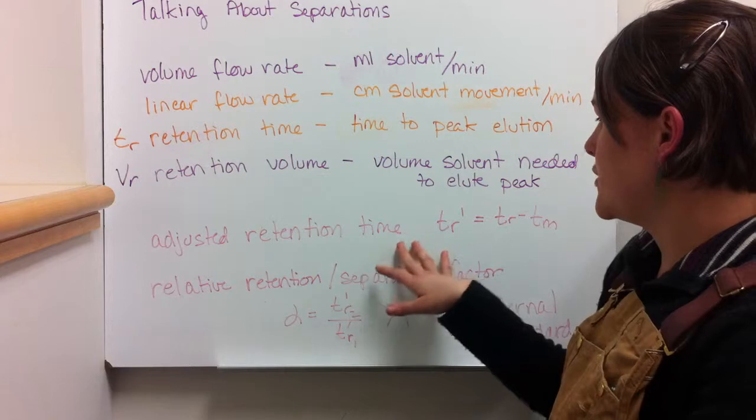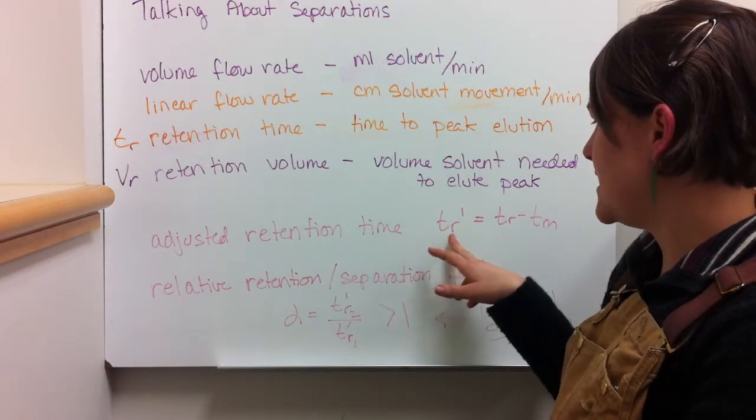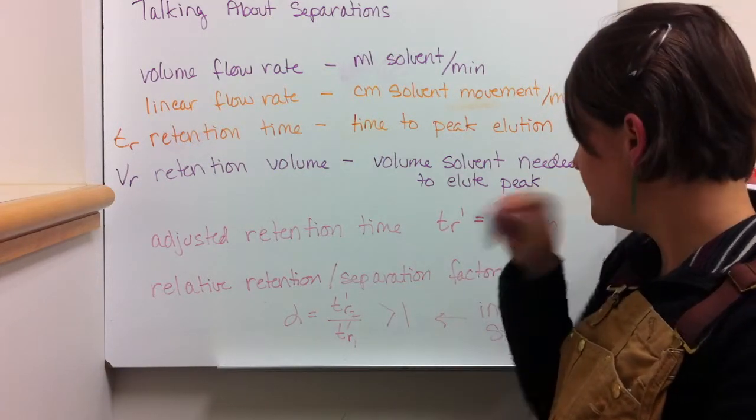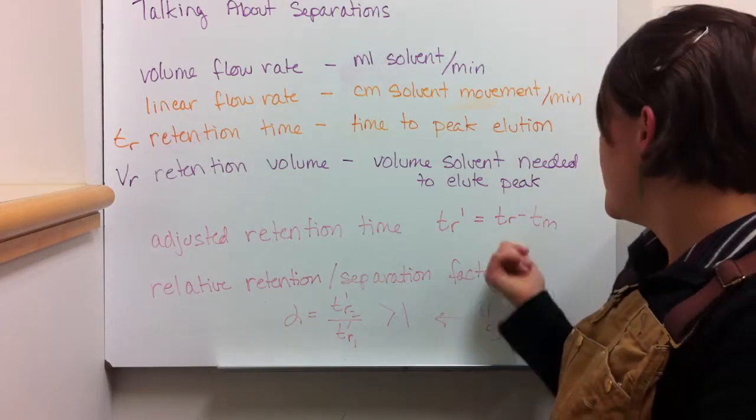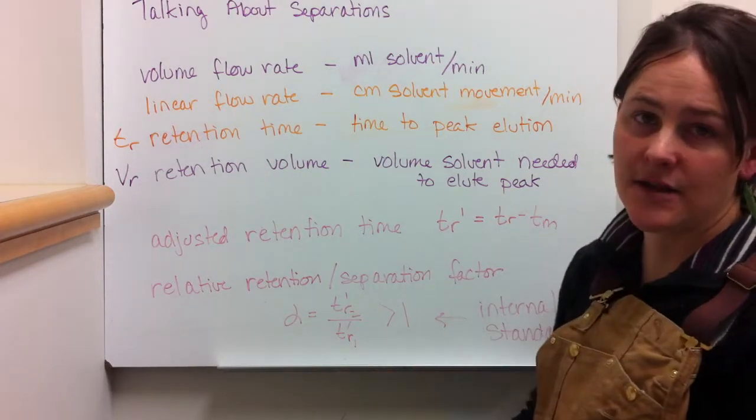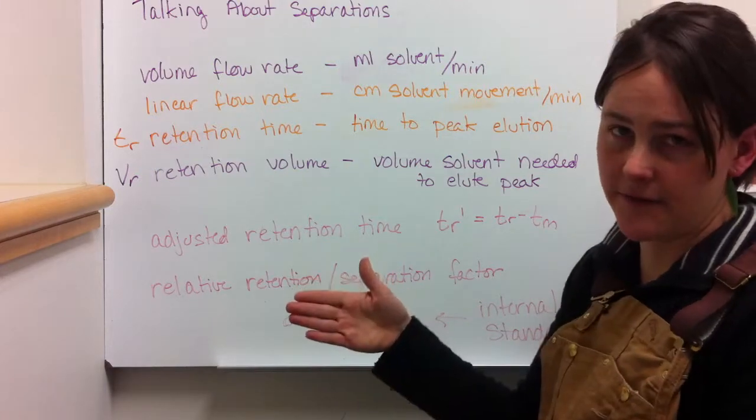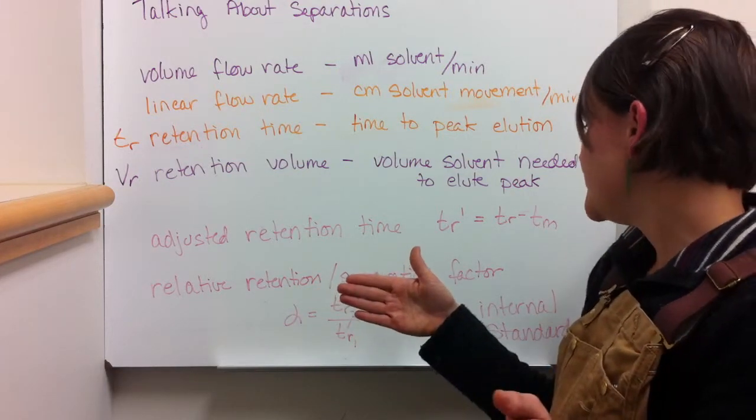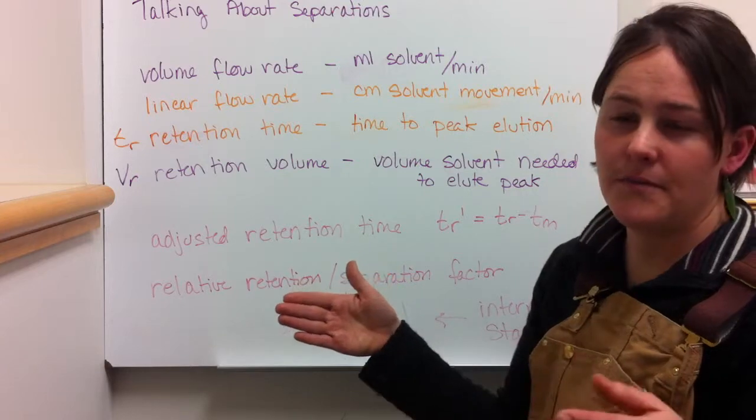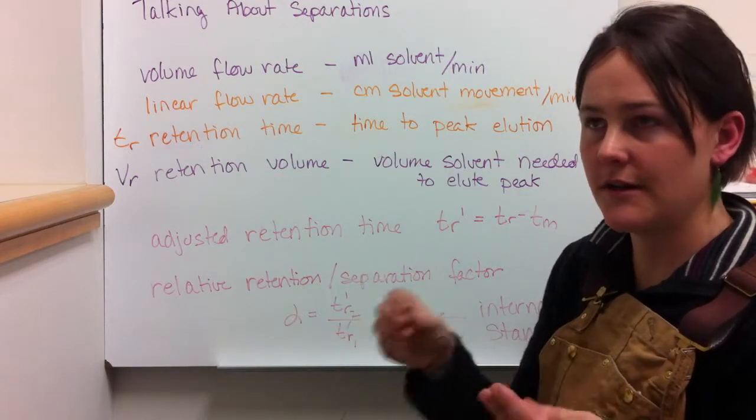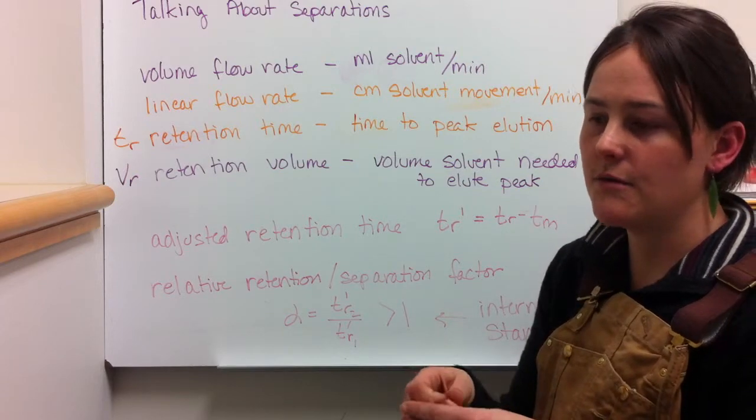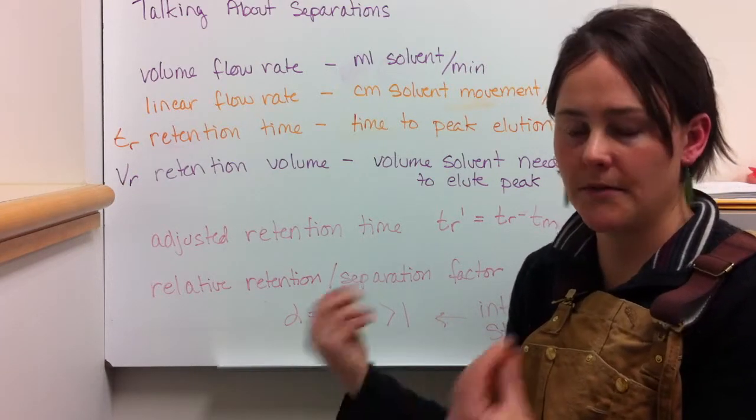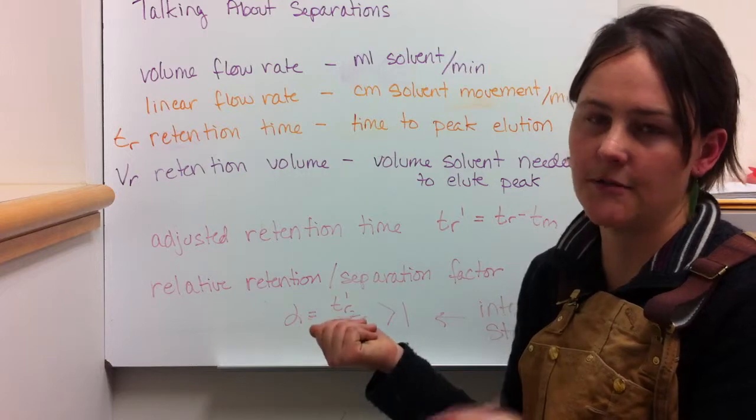You can also talk about adjusted retention time, T sub r prime, and that's the time that it takes to get your particular solute out, minus the time that it takes for the solvent to first come through, because of the interaction with the stationary phase, what you're trying to get out of the column won't come out as soon as the solvent comes out, which doesn't interact with the stationary phase.